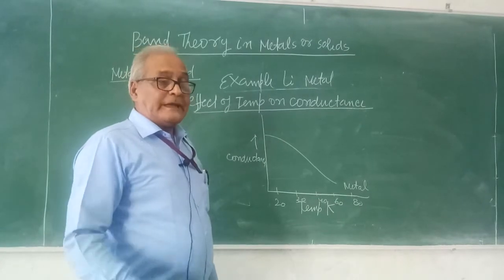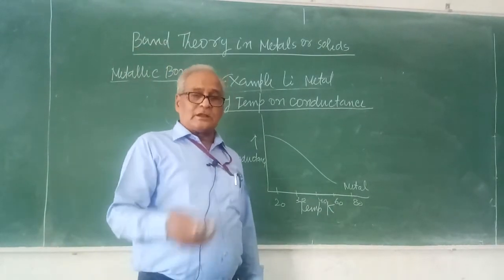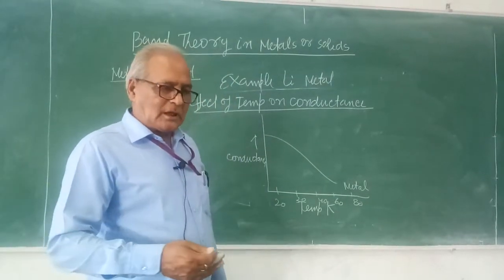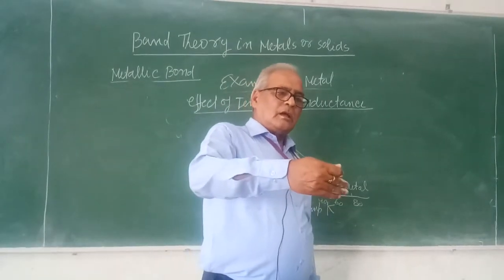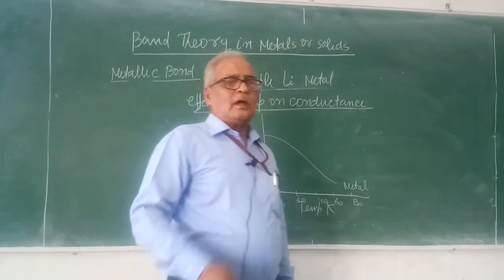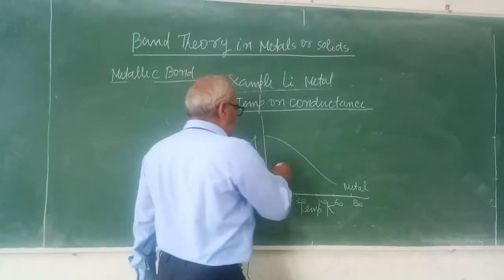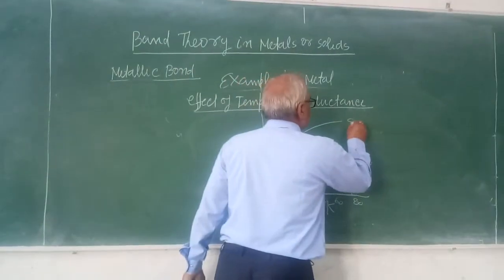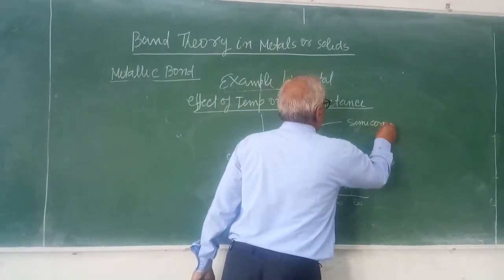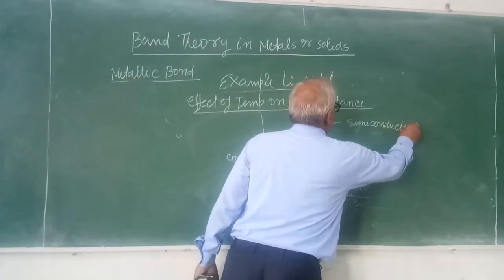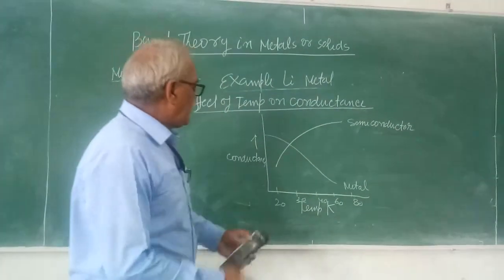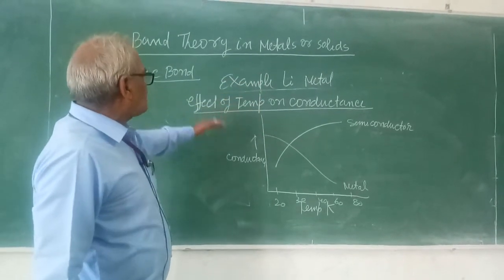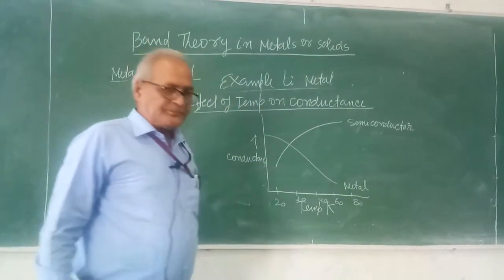But in case of semiconductor, it is just reverse. In case of semiconductor, conductance increases with increase of the temperature, and you can represent it like this. This is the semiconductor. So in this way, you can also explain the effect of temperature on conductance.